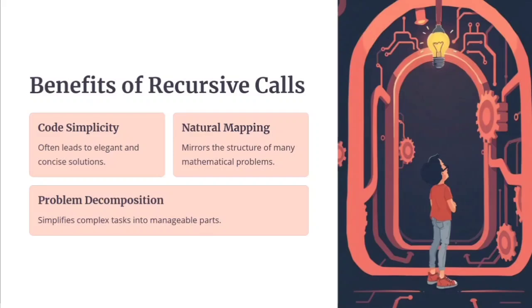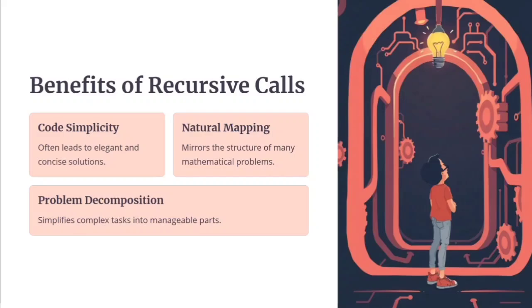Cleaner and shorter code. Recursive solutions are often shorter and more readable than iterative loop-based versions. For example, computing factorials, Fibonacci numbers or the power of a number becomes 2 to 3 lines.